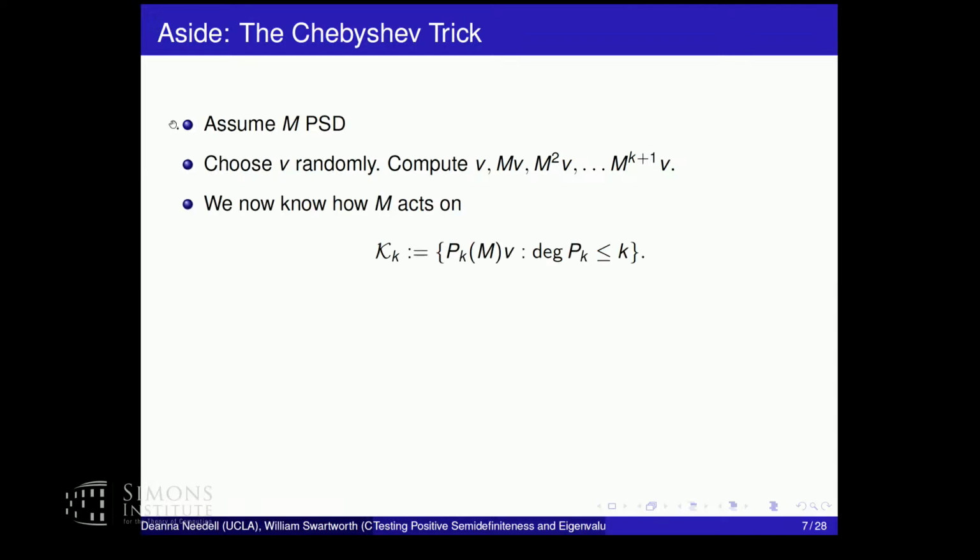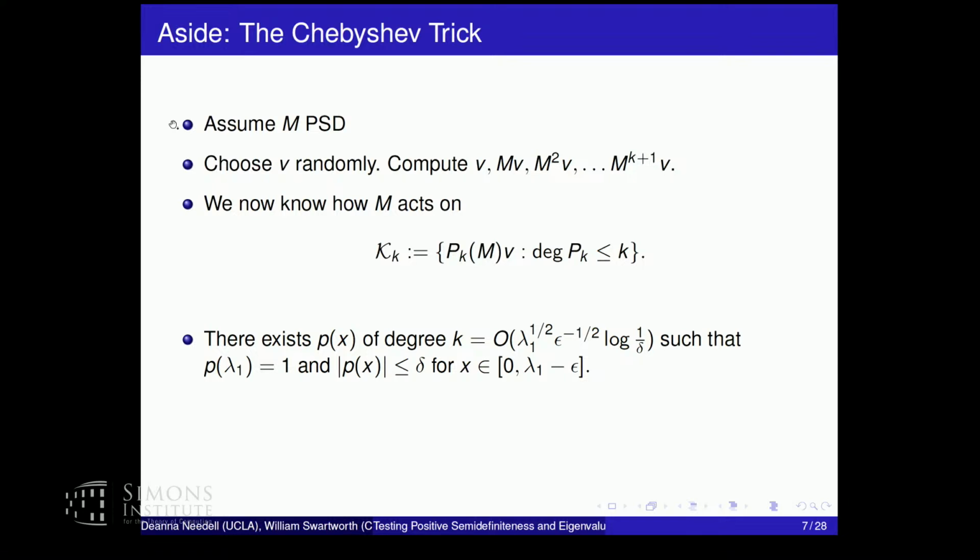And once you have these matrix vector products, you can combine them to learn any polynomial of the eigenvalues. So I take any polynomial of this matrix M. That just means I apply the polynomial on the eigenvalues, as long as the polynomial has degree at most k. So I learn P sub k of M times V, an appropriate combination of these.